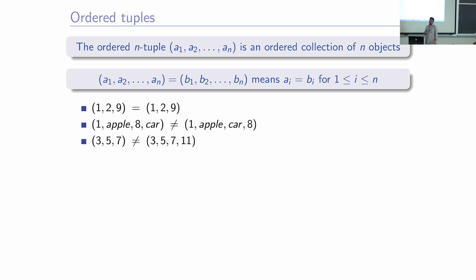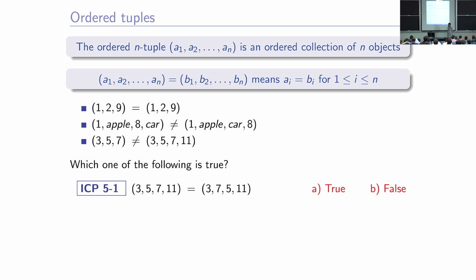357 is not equal to 35711. Why? They have different lengths. One is a 3 tuple, the other is a 4 tuple, so it's not even a question, right? It's like an invalid question.